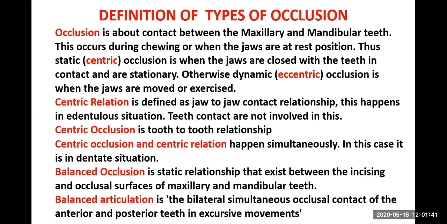It's a bilateral simultaneous occlusal contact of the anterior and posterior teeth when they are in excursive movement, lateral excursion, where, for example, you are chewing, you are biting, and the jaws are moved against themselves. That is balanced articulation. Okay, we move forward now.